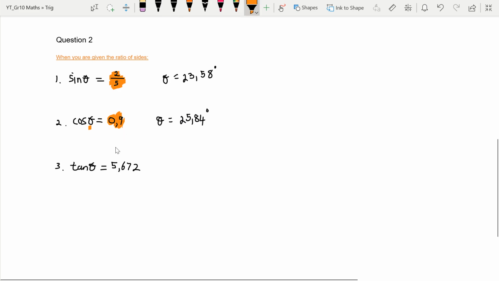And then last one, we are given the ratio of sides. We need to let the calculator know we're not giving it an angle. So we say shift tan 5.672, and then the calculator gives us the angle. So therefore, the angle is equal to 80 degrees rounded off to 2 decimal places. Okay, perfect. And that is your calculator work.